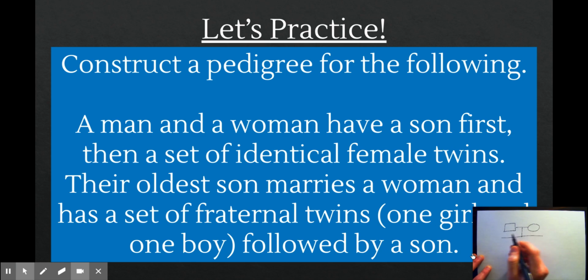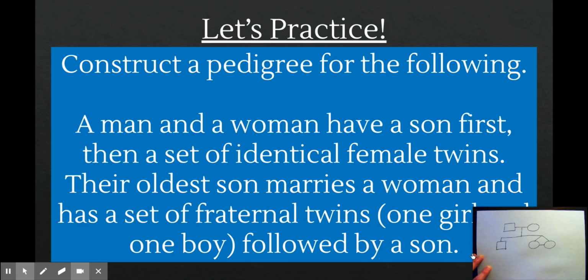Now they have a son first and then a set of identical female twins. So those twins are going to descend from the same point on the line like that. And since they're identical, we'll draw a line between them.